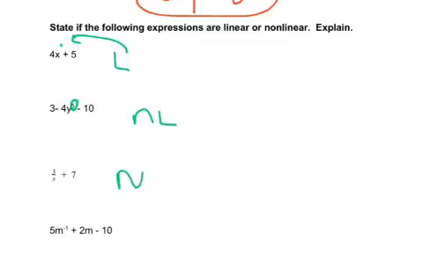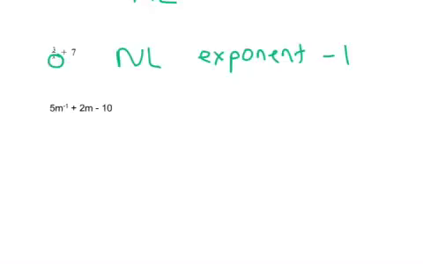Down here, this one would be non-linear because of my variable in my denominator, which would result in an exponent of negative 1. And lastly, this one is also non-linear because if I look at my exponent, it is a negative 1.